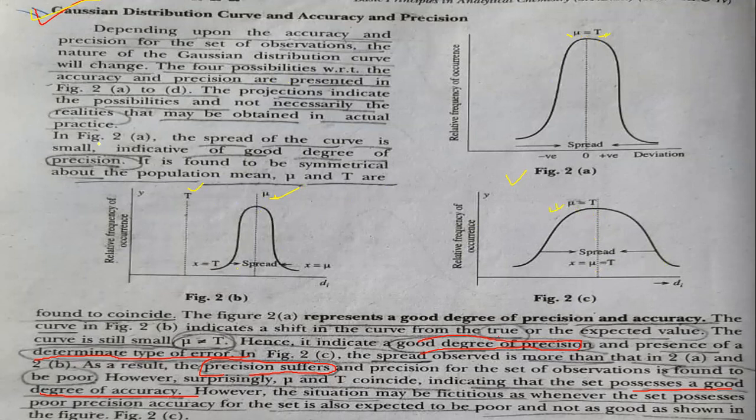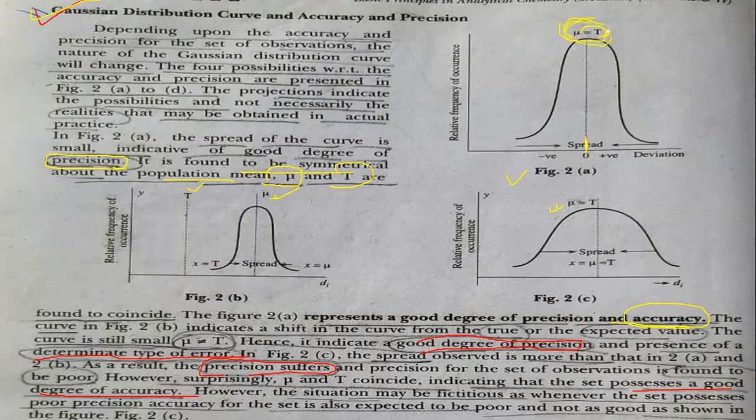Now see, in figure A, the spread of the curve is small, which indicates a good degree of precision, as there is a small spread and values are trying to cluster about a single value. It is also found to be symmetrical about the population mean. Mu and T are found to coincide. Hence, a good degree of accuracy. Accuracy is also there because mu is equal to T, so it indicates more accuracy.